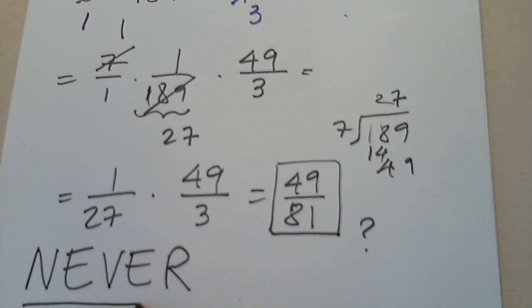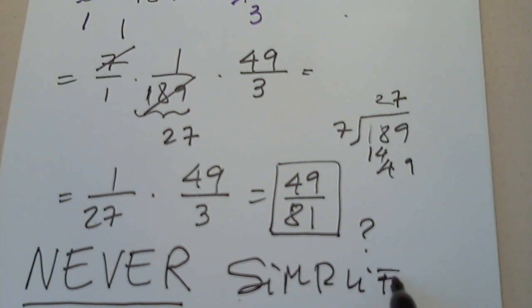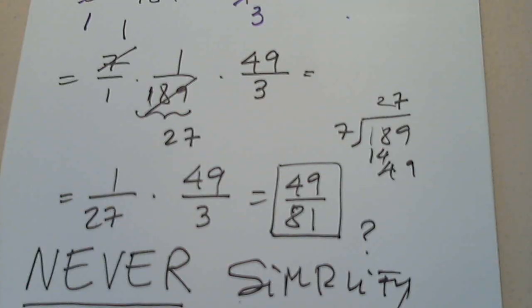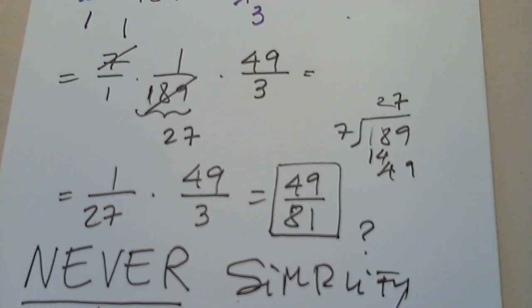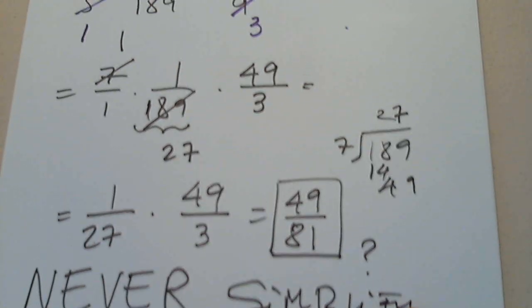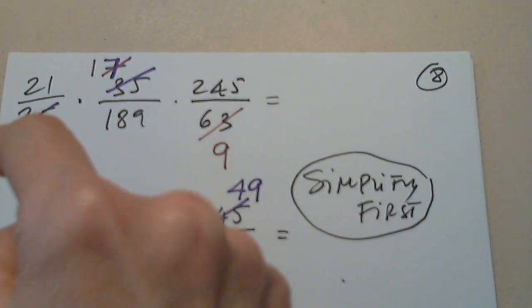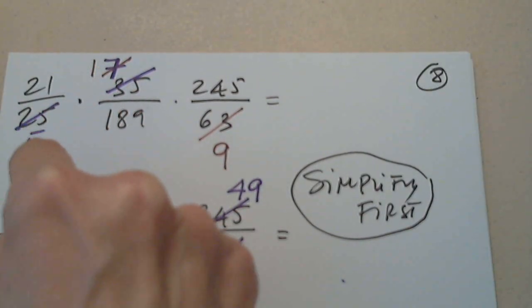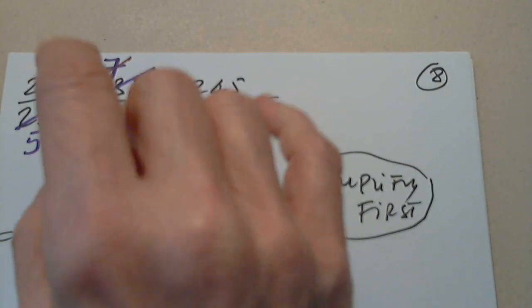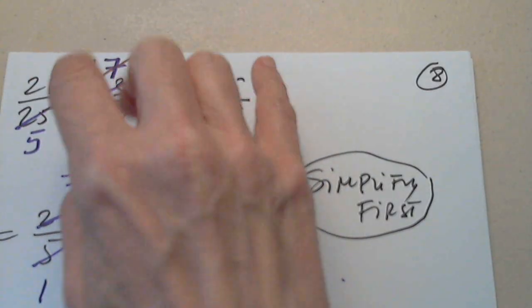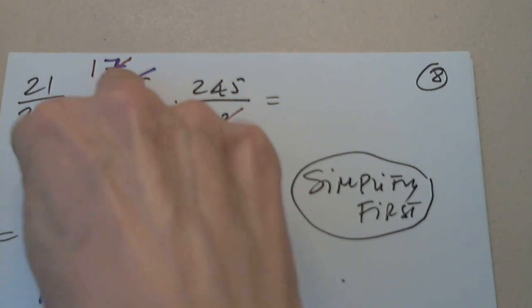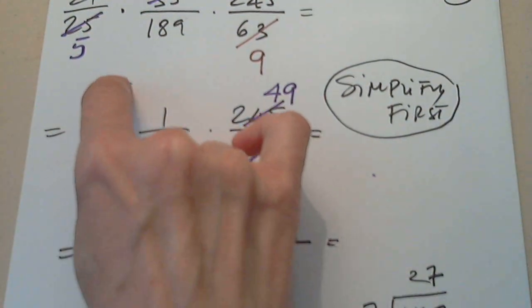Never, ever simplify numerators. I said that many times. Never, ever simplify numerators or denominators by themselves. You can only simplify dividing the numerator by something and immediately the denominator by the same thing. These are multiplied. These are divided. I can simplify them, but I cannot simplify from here.